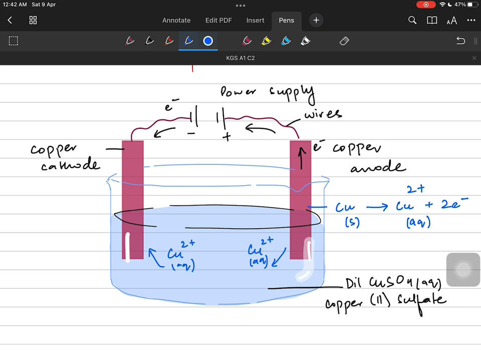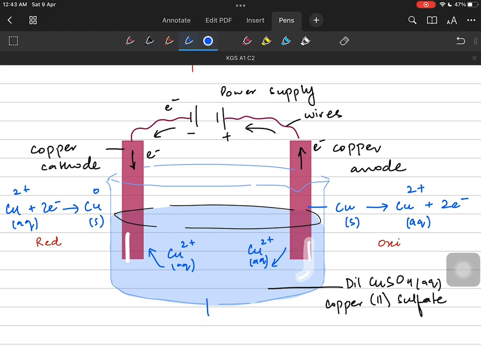These same copper ions will go to the cathode where they will reduce themselves. So the electrons are coming from the wire and the copper ions are in the solution, and they're going to go to the cathode where they will reduce themselves by gaining 2 electrons. So gradually you will notice that the anode is oxidized, it dissolves, and the cathode is reduced. So there will be a change in the mass as well.